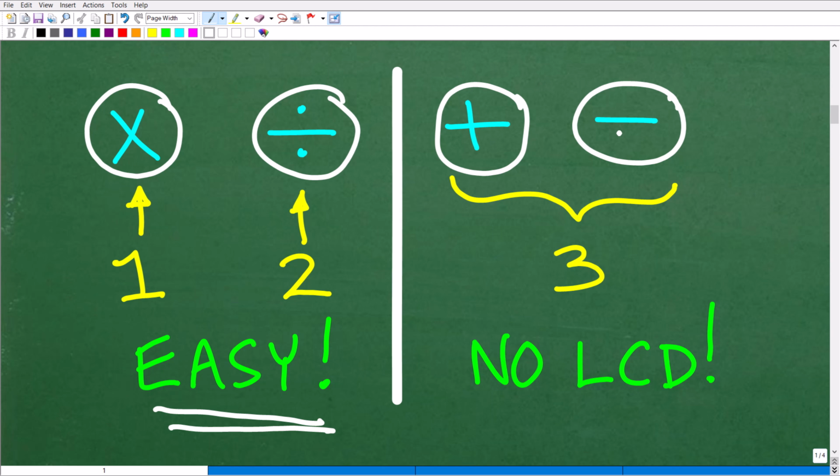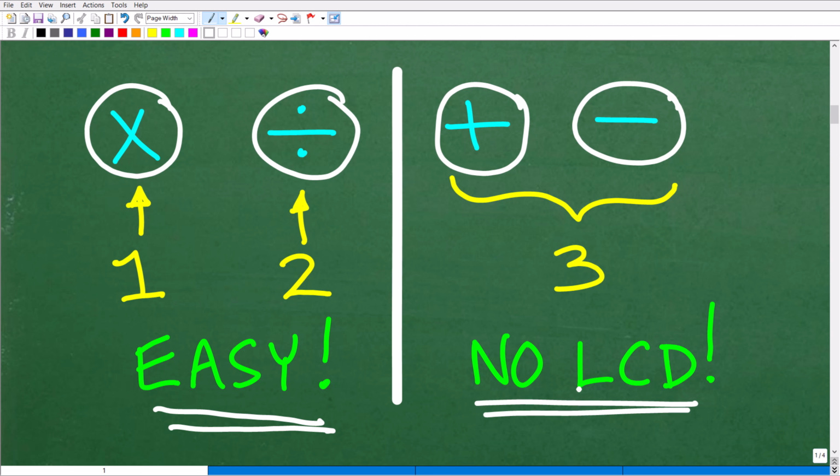This is the area where students tend to struggle, because oftentimes you're going to have to find the lowest common denominator. And then students just don't like that. They don't understand the lowest common multiple, etc. But guess what? I'm going to show you a method to add and subtract fractions where you don't have to know how to deal with the LCD. So you're going to love this.